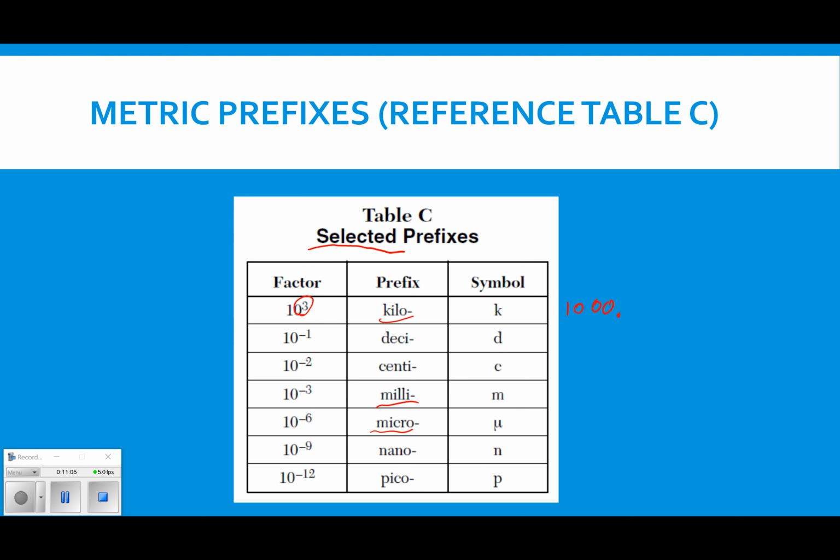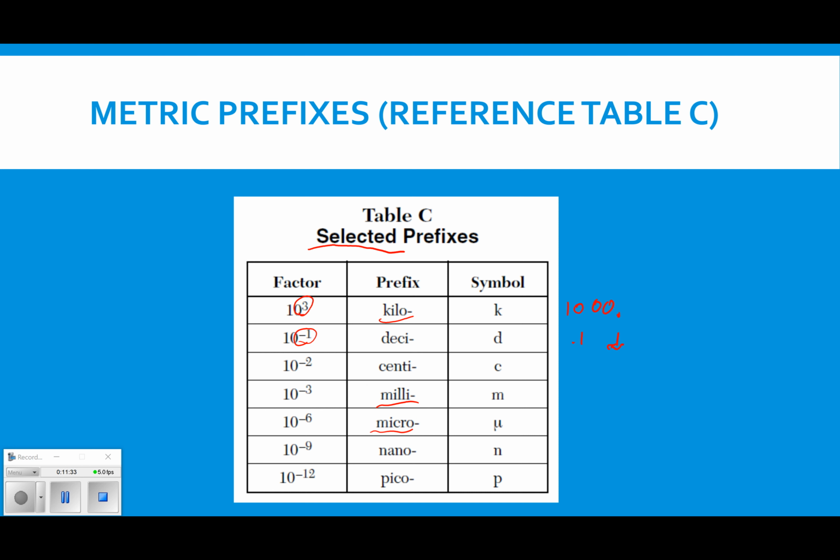So kilo means 1,000. Deci, with a factor of -1, means the decimal moves 1 spot to the left. So this becomes 0.1. Okay, we're all starting with a 1. The decimal spot's always to the right, and that exponent tells us where we're moving it to.